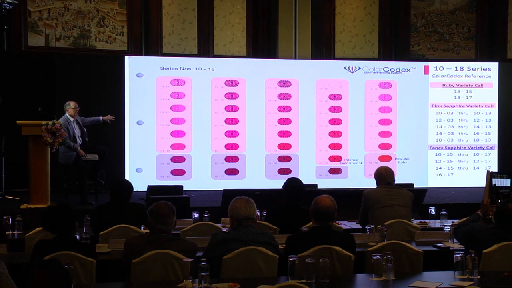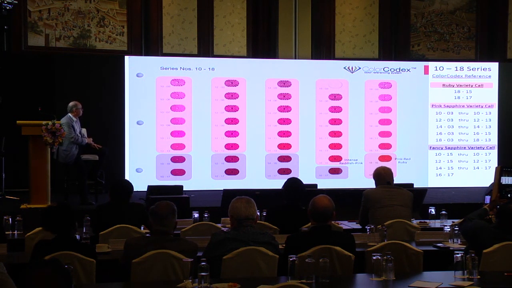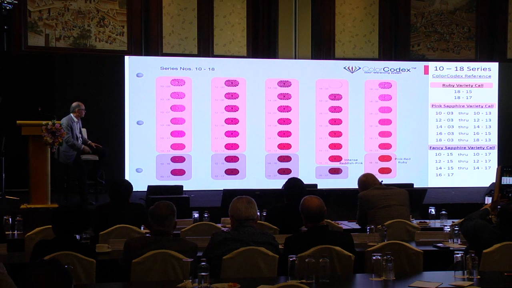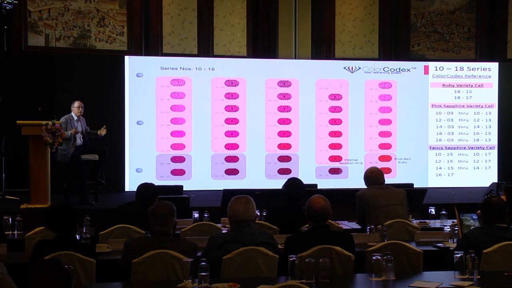And so I just want to show how this kind of plays out. In the first sheet of the color codex system, this is the 10 through 18 series, we find that pink is actually a very large area of color.